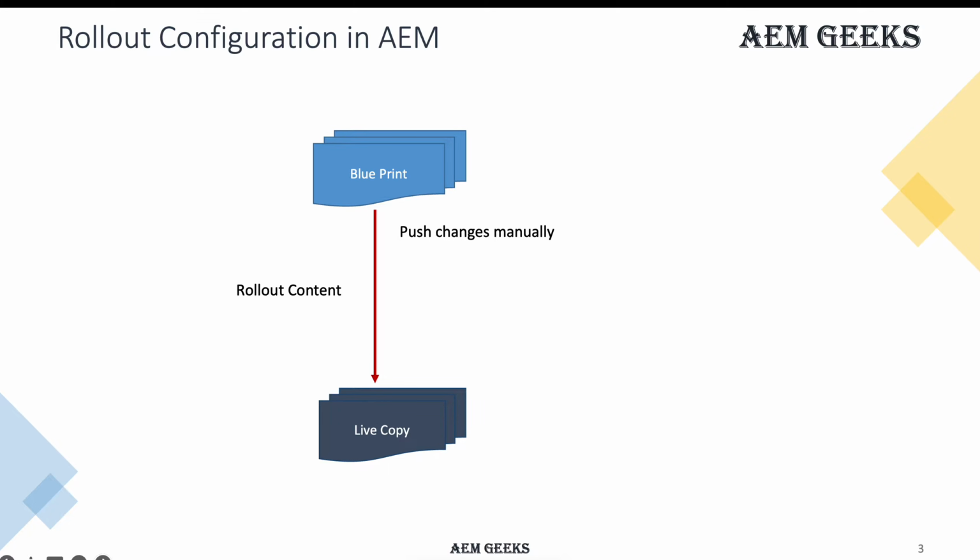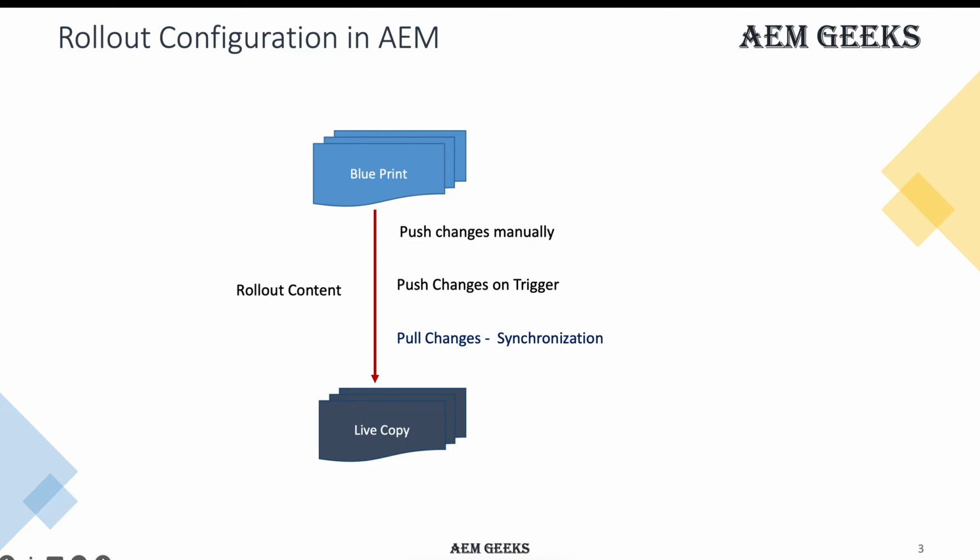One is you push changes manually from blueprint to live copy. Push changes based on some trigger. Let's say you modified content and the modified content should be moved to live copies. And then your live copy intentionally pulls the changes, meaning modified content.